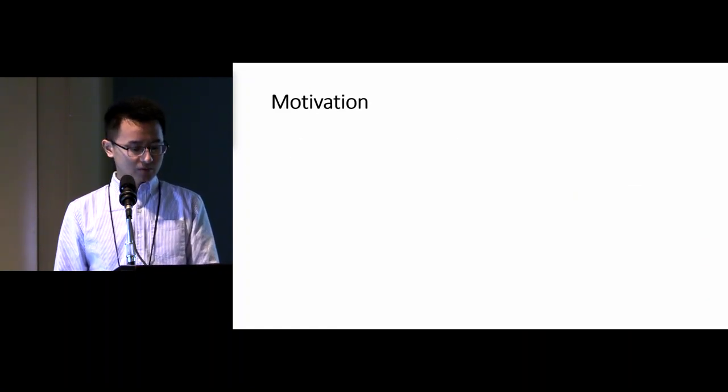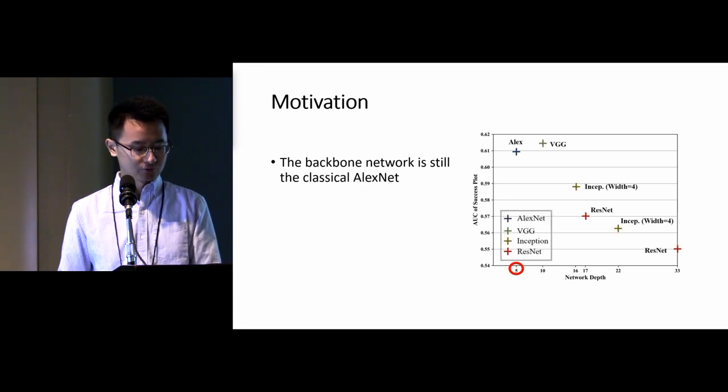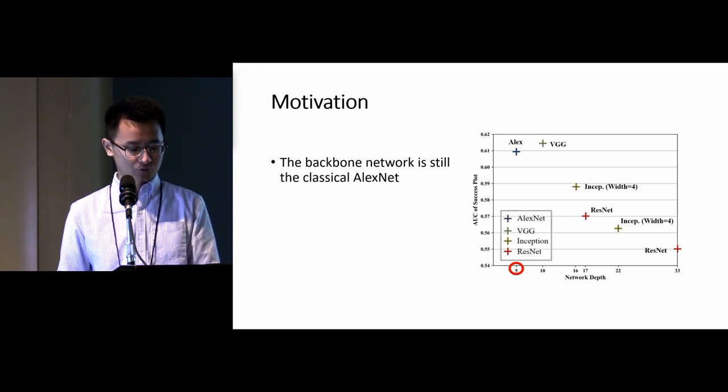However, the backbone networks used in Siamese trackers are relatively shallow, such as AlexNet, which does not fully take advantage of modern deep neural networks. So in this work, we investigate how to leverage deeper and wider convolutional networks to enhance tracking accuracy.